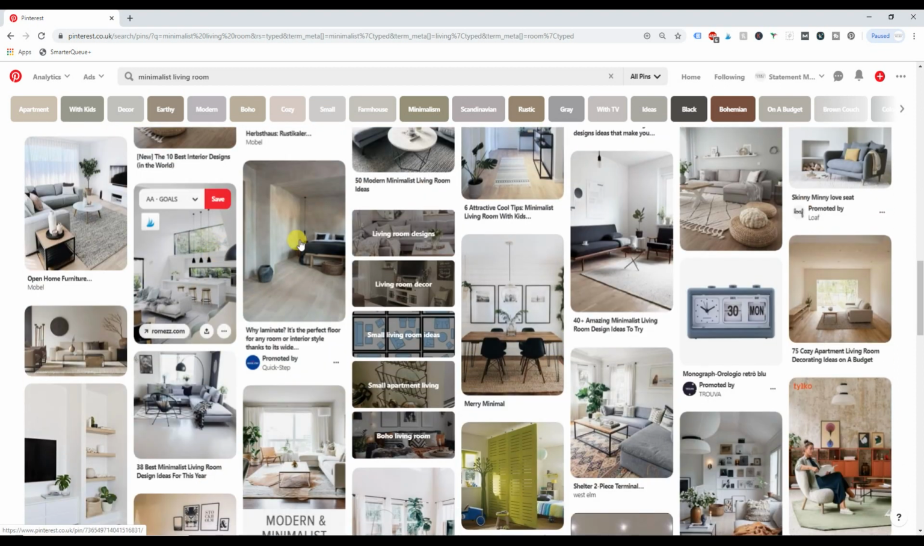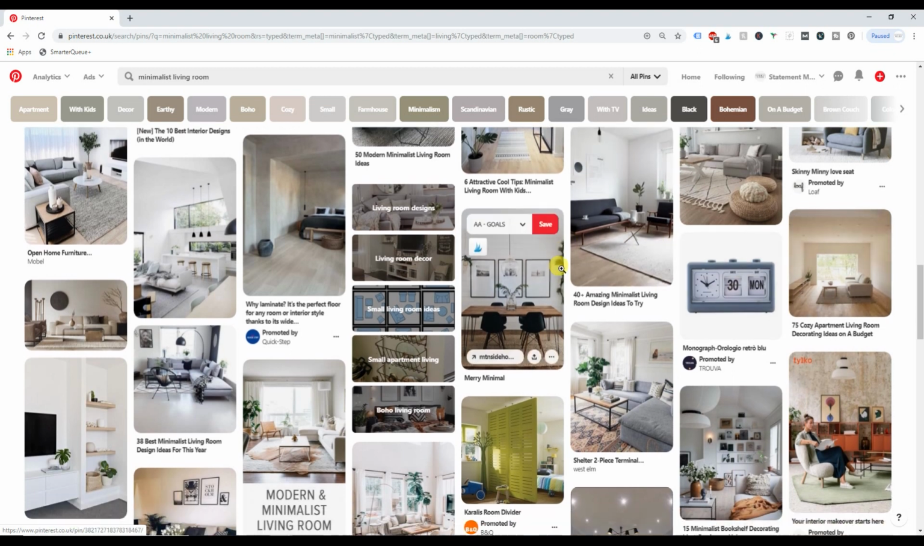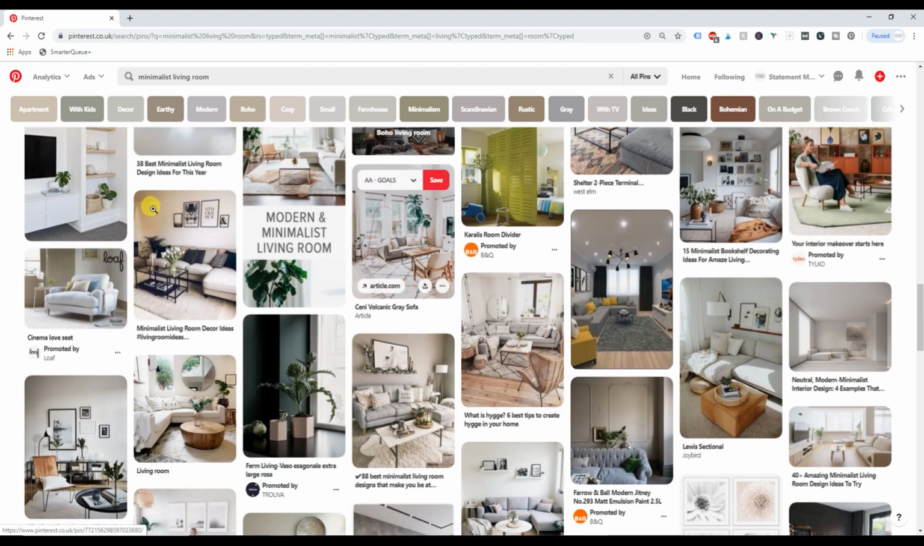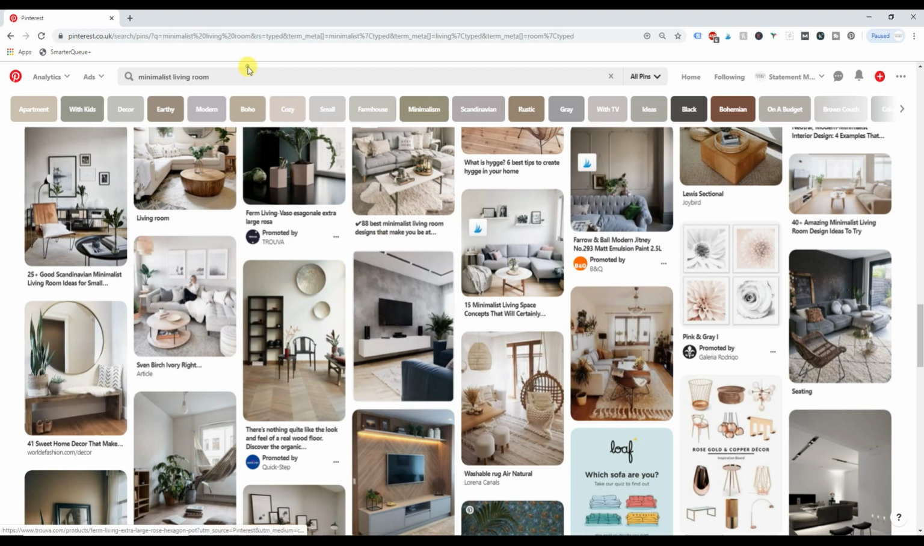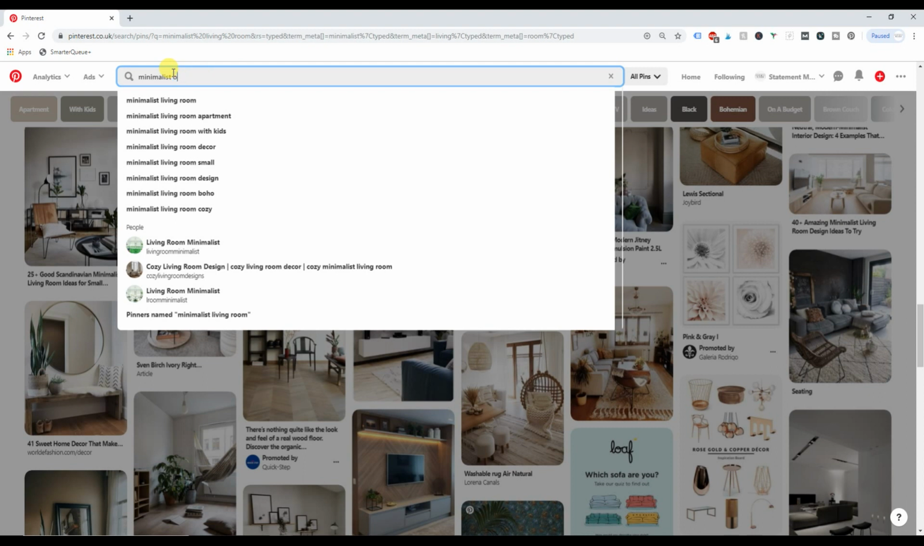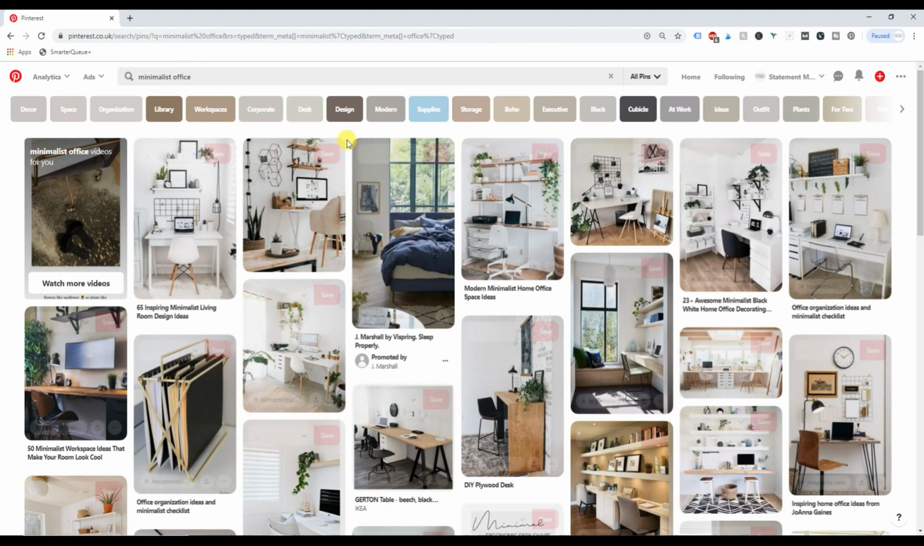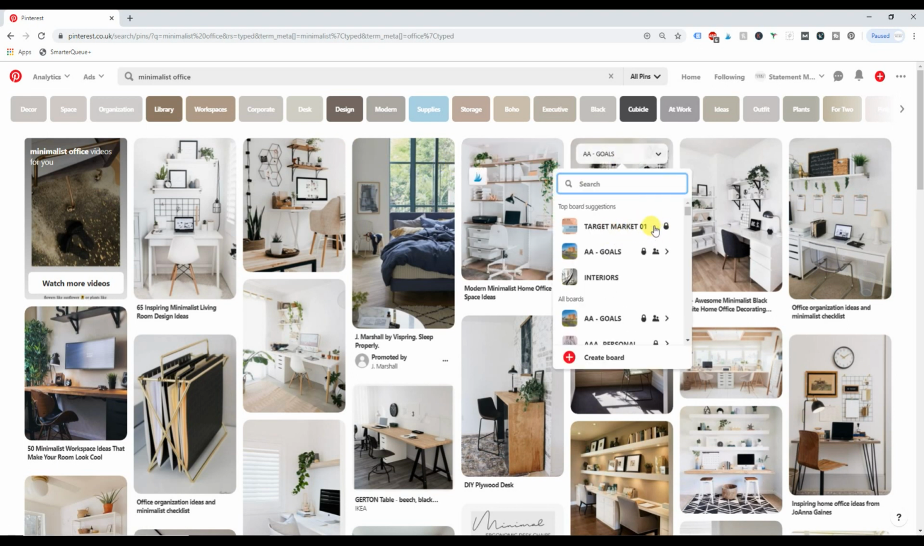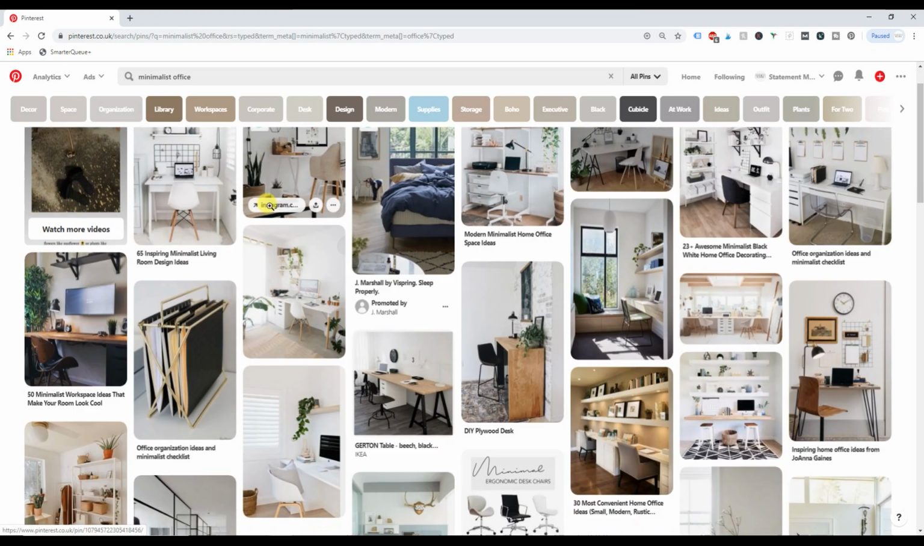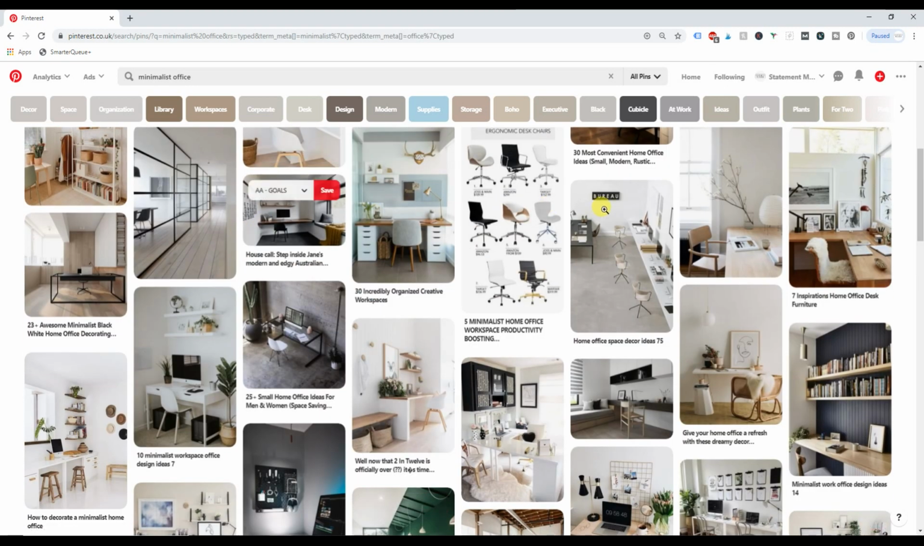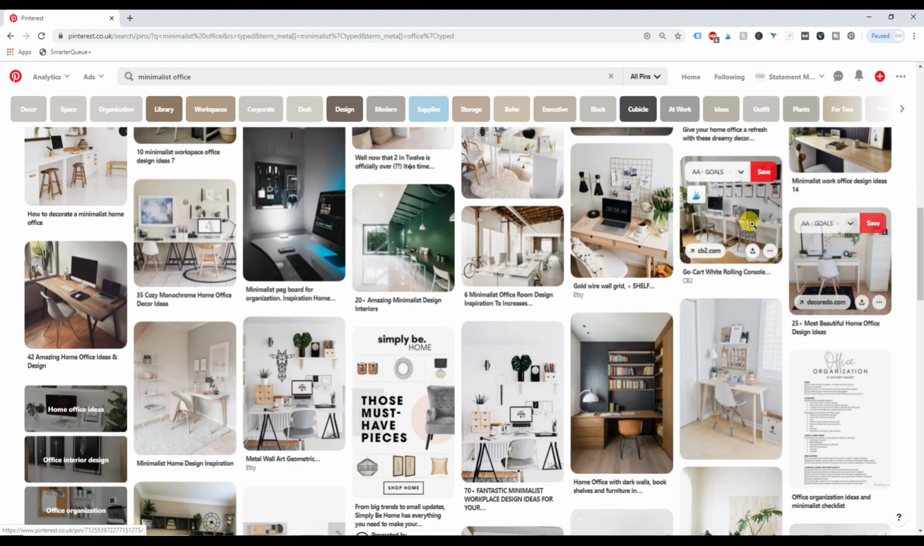So very, very, oh, that is very minimalist. There is nothing in that room. There's quite a lot going on there. Maybe I'm going to go minimalist office, because if they're busy and they're in quite a high-powered job, they might have a home office. I like that, actually. That's very eco-conscious. I am all about that. Let's scroll through. I like that one as well.